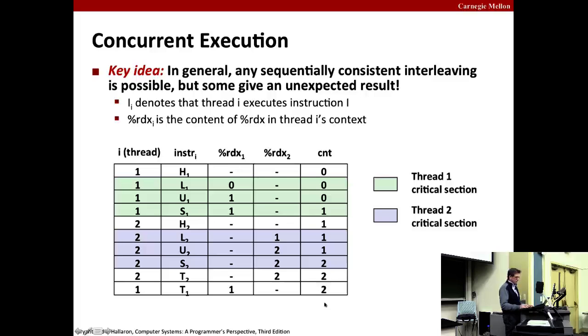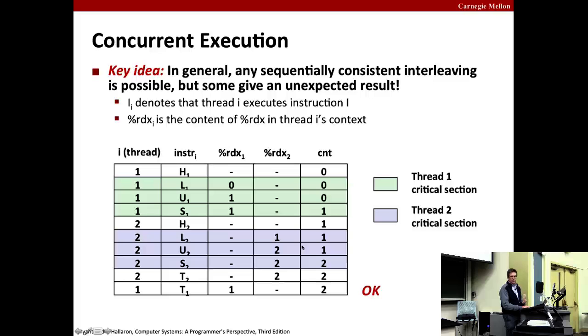And count is equal to 2, which is the value we would expect. Okay, so this is okay. Notice how this is an interleaving that works. We get the correct value. And notice how I've grouped the 3 instructions that are actually involved in updating count together. We'll call those 3 instructions the critical section, and I've color-coded them so you can easily keep track of them.